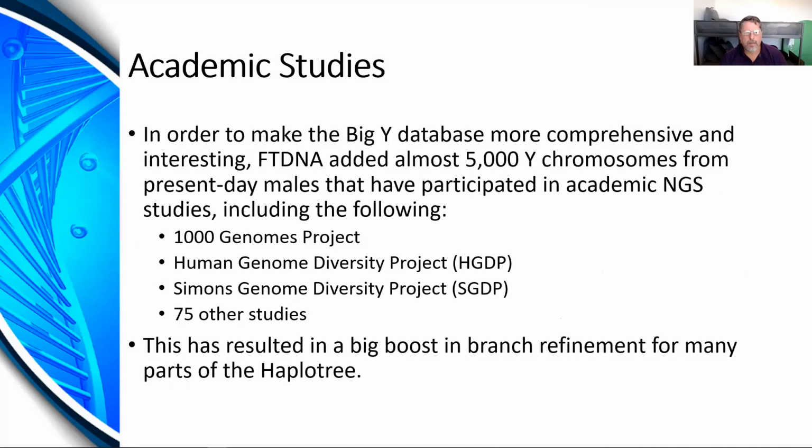Let's see. Oh, and then academic studies. In order to make the Big Y database more comprehensive and interesting, Family Tree DNA is adding almost 5,000 Y chromosomes from present-day males that have participated in academic next generation studies, including the 1000 Genome Project, the Human Genome Diversity Project, and others. There's tons of studies out there, and so they're pulling the academics into the database as well. And this is really refining the haplotree.